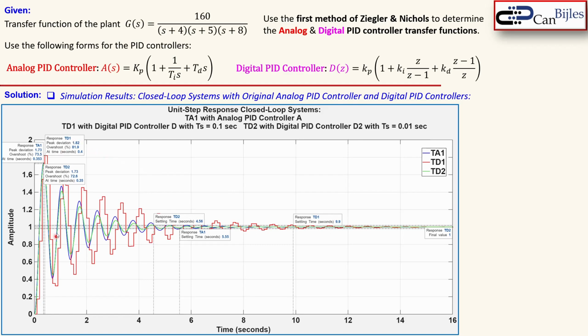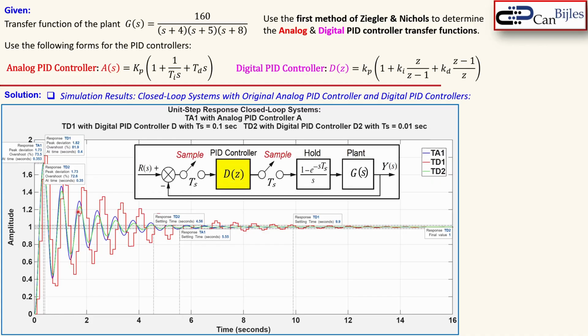Now you see here again our blue, which is our analog system. The red one is our original digital system with the original digital PID, which has a TS of 0.1 second, and TD2 is a digital PID controller just by changing the sampling period, which is now in this case not 0.1 but 0.01 seconds. So it is 10 times faster in sampling, so it is 100 Hertz. That one is the green one. It's actually a little bit hard to see. It looks almost analog, but it's actually discretized.